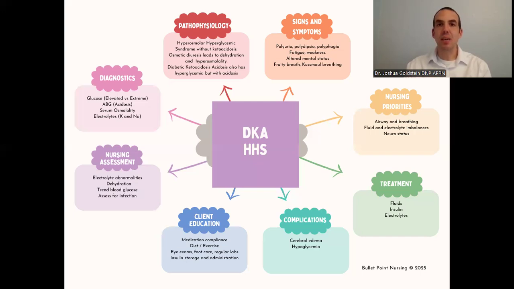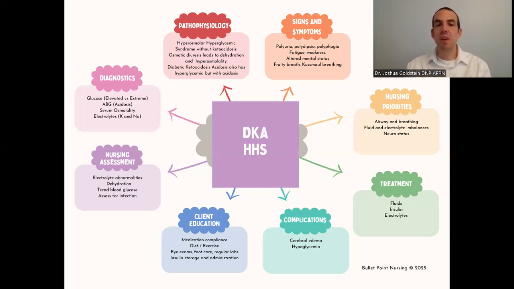DKA is diabetic ketoacidosis, and HHS is hyperosmolar hyperglycemic syndrome. So let's start off with what are these? Both of these are complications of diabetes. Here's your first difference. DKA is more common as a complication of type 1 diabetes, and HHS is more common as a complication of type 2 diabetes. So there's our first difference.